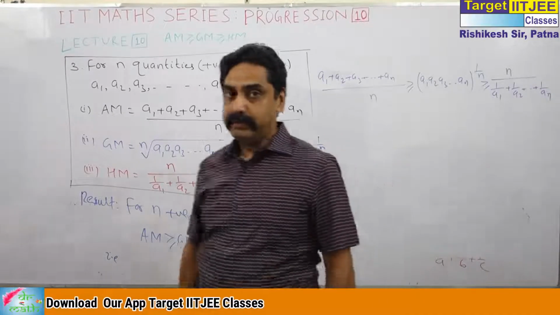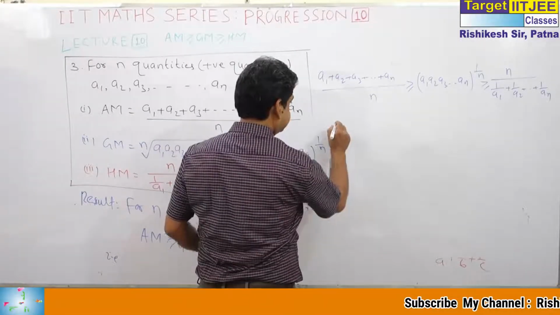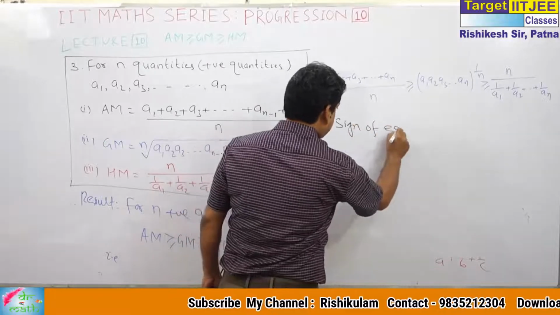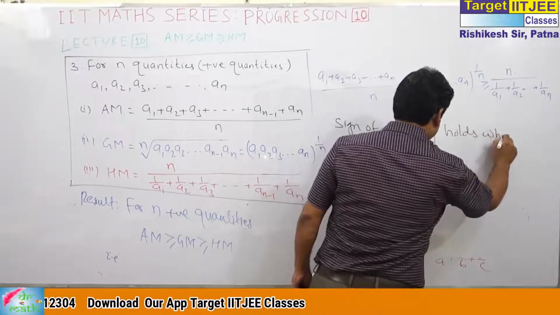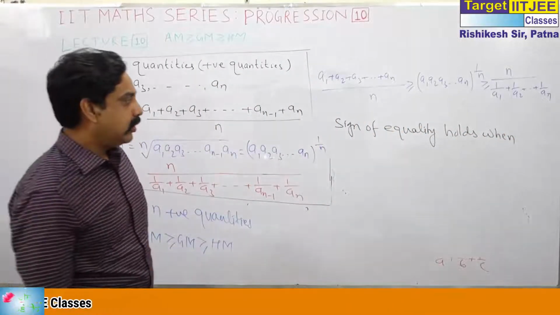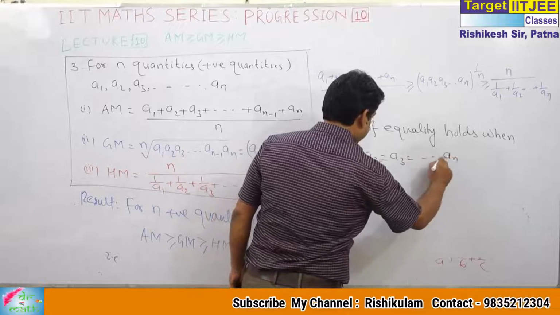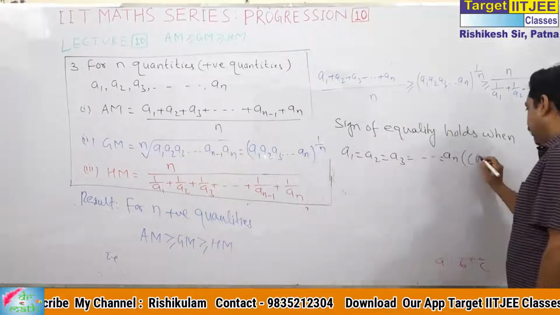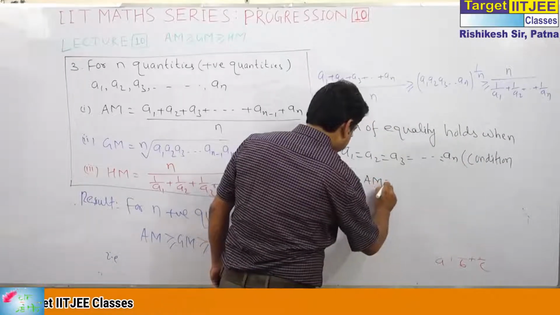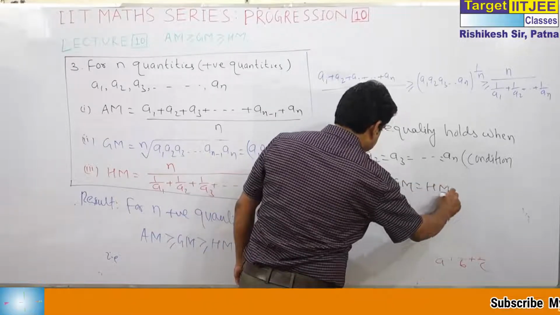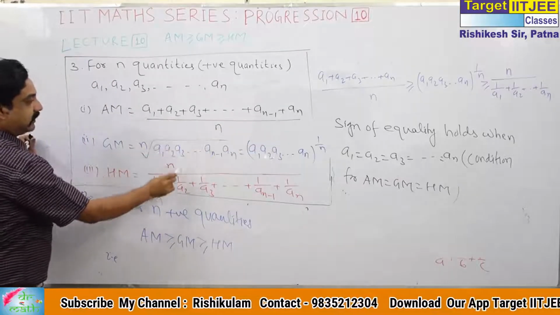And one more important point. The sign of equality holds when A1 is equal to A2 equal to A3 up to An. This is the condition for arithmetic mean to be equal to geometric mean to be equal to harmonic mean. If you replace all by A, this is all A, this is A and this is A.